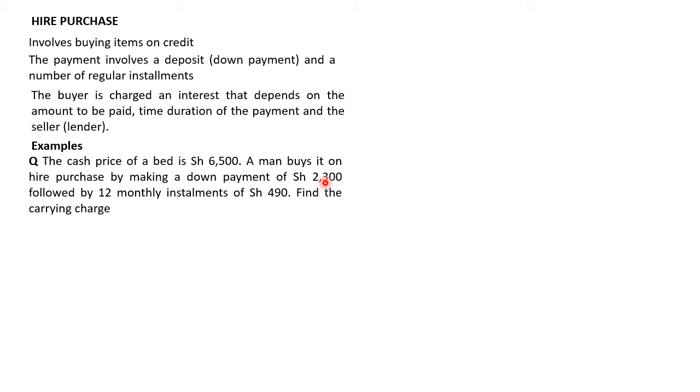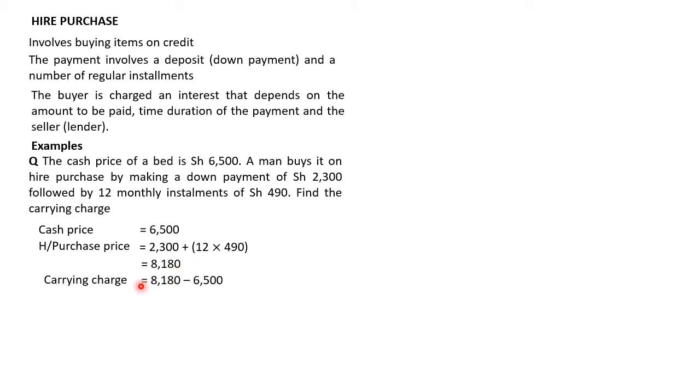Now, I need to say that the carrying charge is the difference between the cash price and hire purchase terms. The hire purchase terms are normally a lot more costly, and so the difference, that is hire purchase minus cash price, will give us the carrying charge. In our case, the cash price is 6,500. Hire purchase price will be 2,300 plus 12 times 490, which gives us 8,180, and therefore the carrying charge is the difference between those two, which is 8,180 minus 6,500, and therefore it's going to be 1,680.